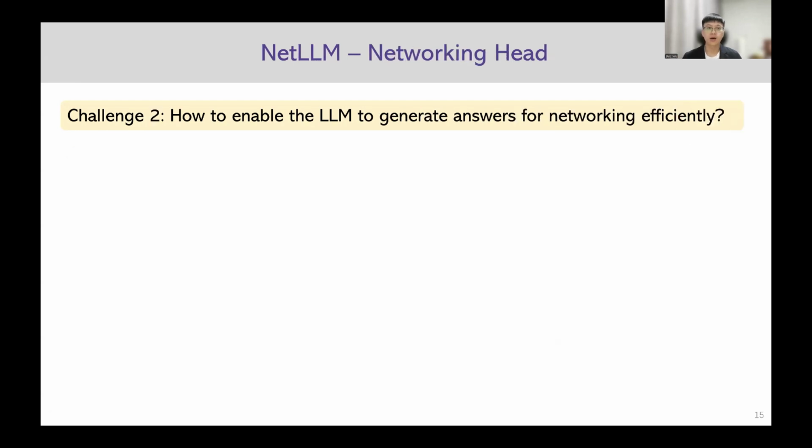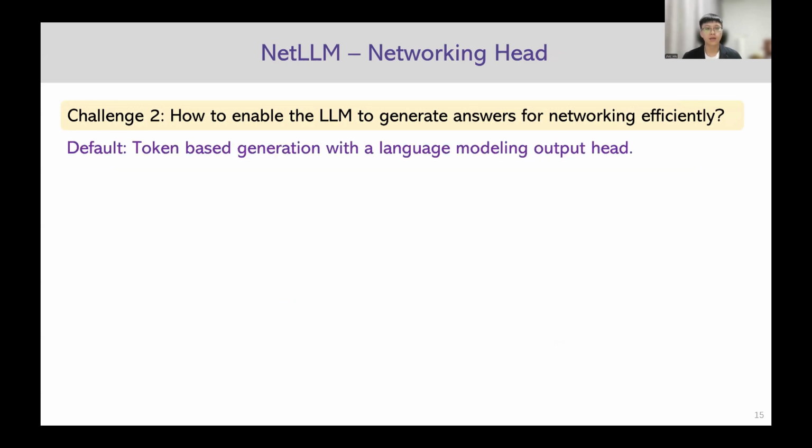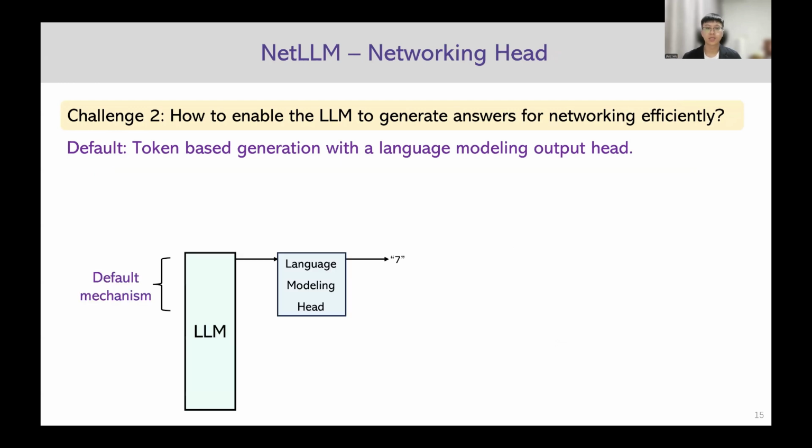And the next challenge is how to enable the LLM to generate answers for networking efficiently. And to understand this challenge, let's first discuss the answer generation mechanism of the LLM. Well, in fact, the LLM generates answers by token prediction with a language modeling head. Let's look at a concrete example. The generated token is repeatedly fed to the LLM, and the output features of the LLM are fed to the language modeling head to predict the next token. And this process will keep going and going until a special token called the end of sentence token is predicted.